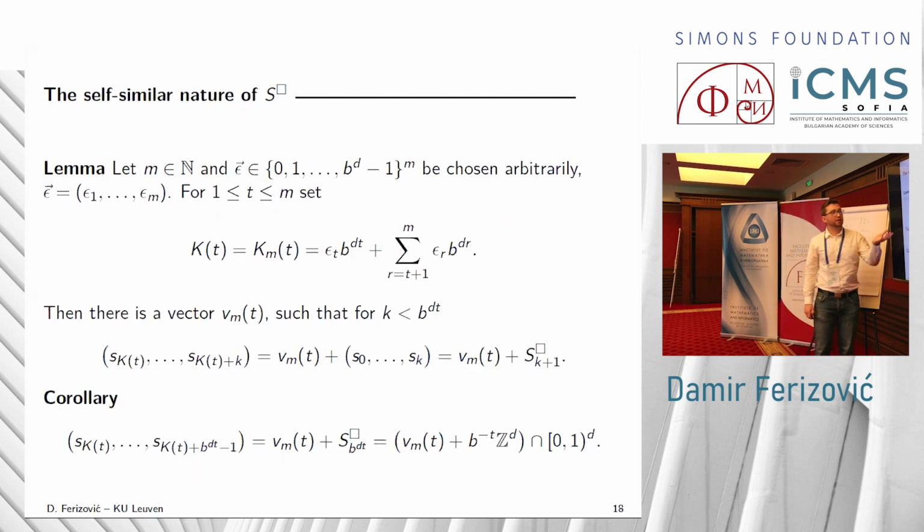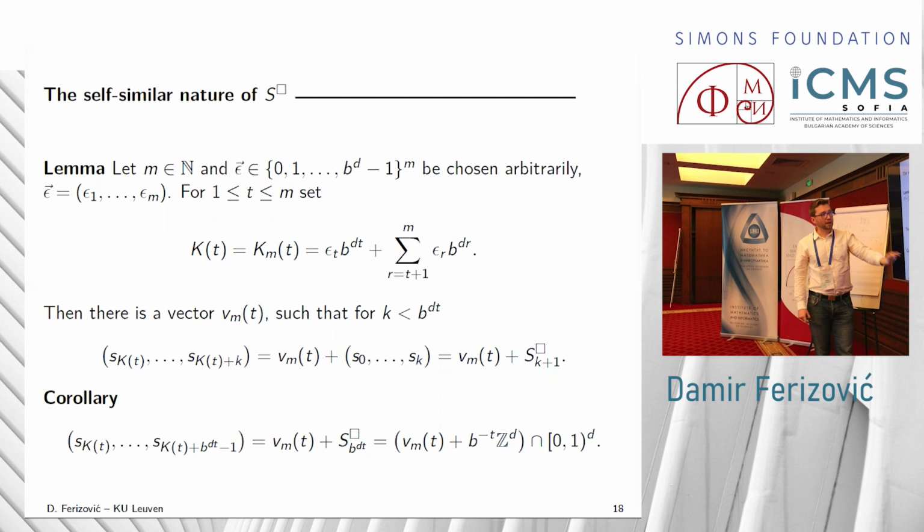Right. So a very important lemma will be the following. Suppose we take any natural number m, and now any vector of the values in 0 to b to the d minus 1, Cartesian product m times, no matter what. Then you can form this function kmt, which basically looks like this. You have these coefficients, and you have powers of b to the d. Now let's say t equals m. We have m plus 1. This is bigger than the end value, so this is just 0. And we end up with epsilon m b to the dm. And as t decreases, this value increases.